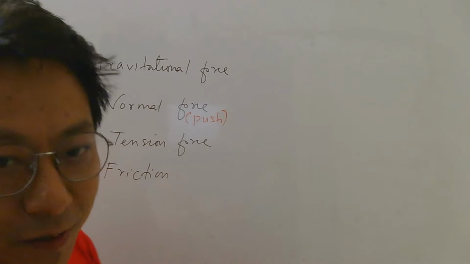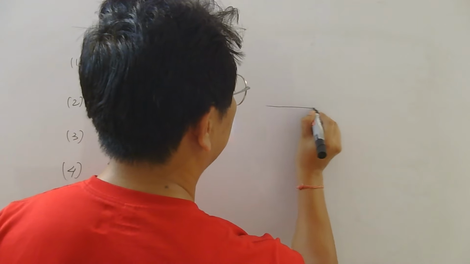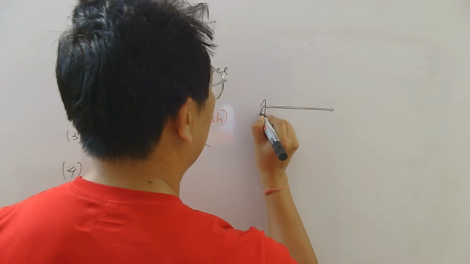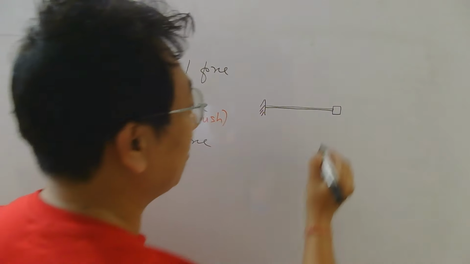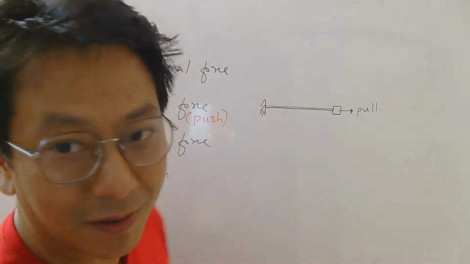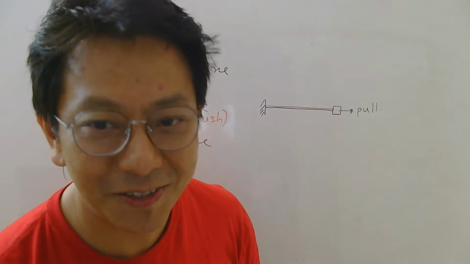Now what about the tension force? Imagine there is a rope or some string or wire which is tied to a wall and it is connected to a block. Now I am pulling the block this side. This is my pull. Now I want you to show me where the tension force is.